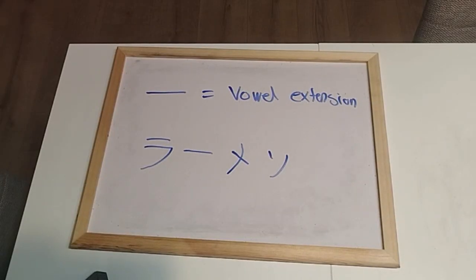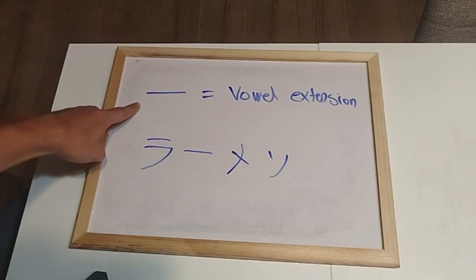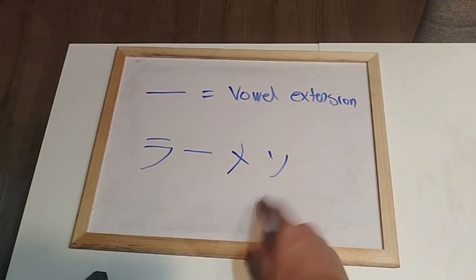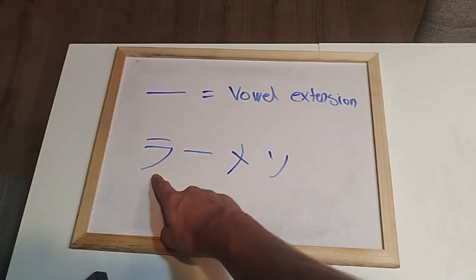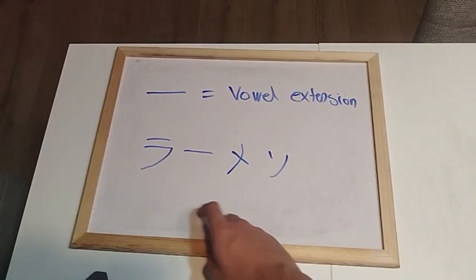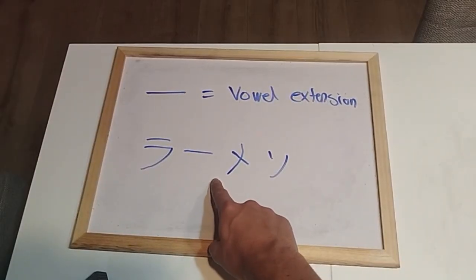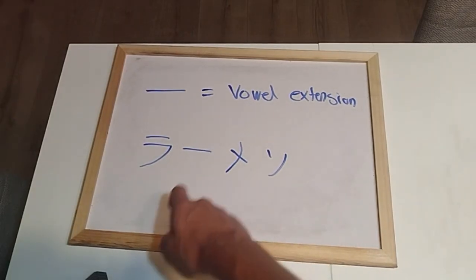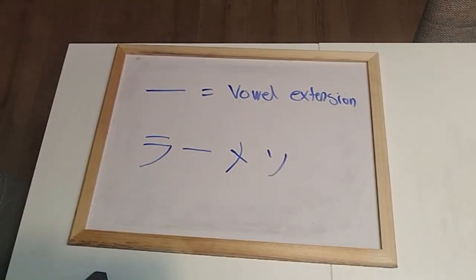One last thing I forgot to mention. If you ever see a straight line in katakana, this acts as a vowel extension. So for example, in this word, ramen, ra ends in an A sound, and this line extends that A, so instead of being ramen with a short a, it's ramen with a long a. Or for example, in the word cake, which is pronounced keki, there's another one of these lines after the ke to elongate the E sound.